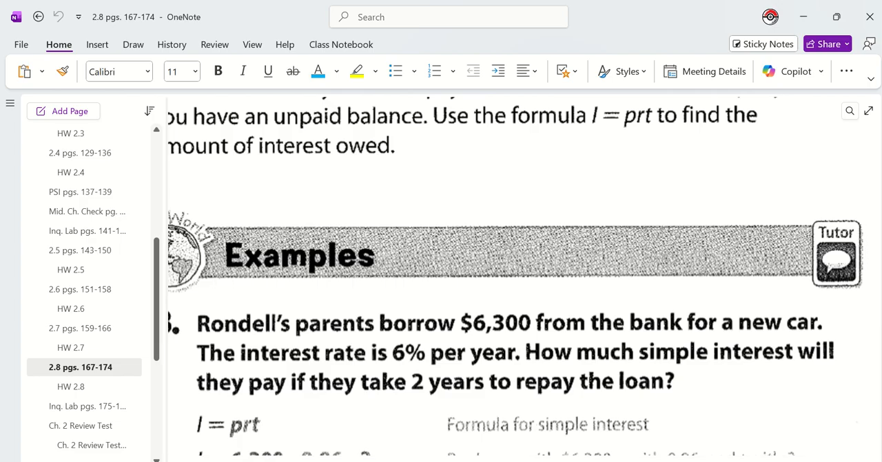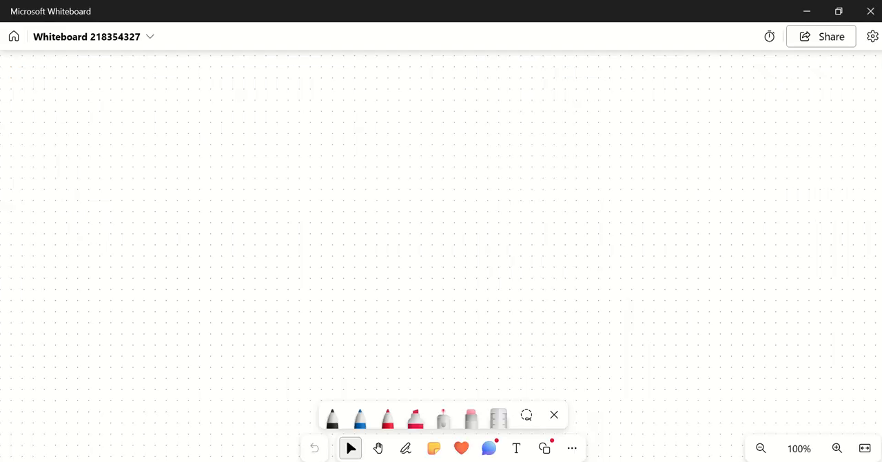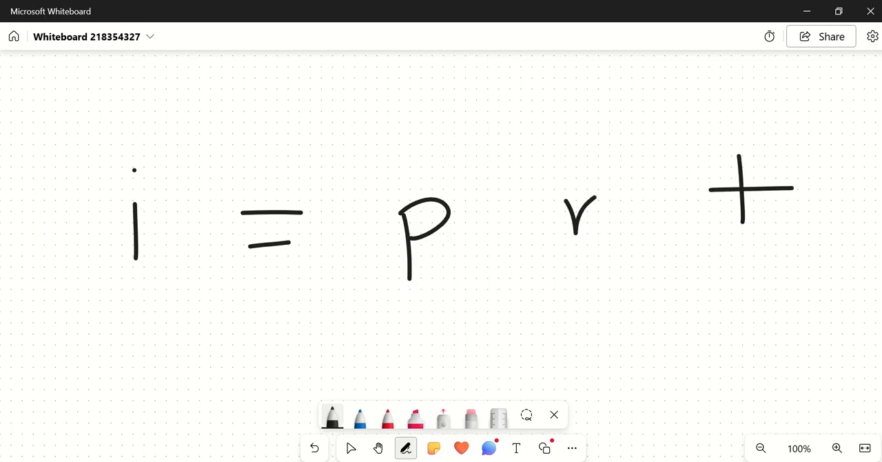So, ladies and gentlemen, what was the formula for interest again? Give me the letters. Go. I equals P. Okay, I said give me the letters. Okay. Now, give me what they stand for.